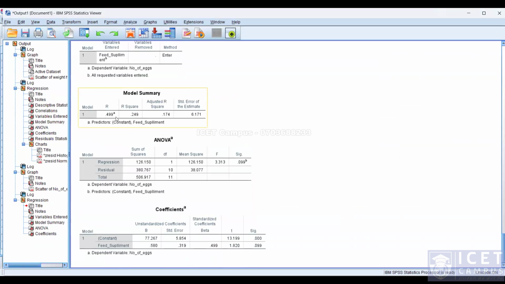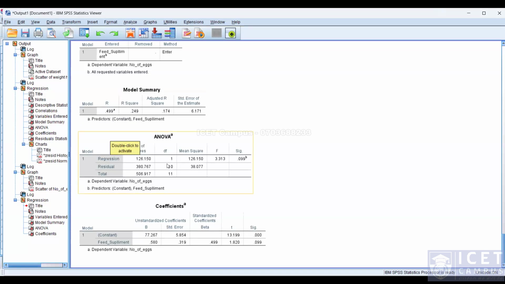Here the value of R is 0.5, which is not a very large positive relationship. And the other one is the R square value, 0.249, which means 24.9%. So this model is not good to predict, because as I told you, the R square value should be greater than 80% to say that it is a good model. Therefore, this is not a good model to predict the outcomes.